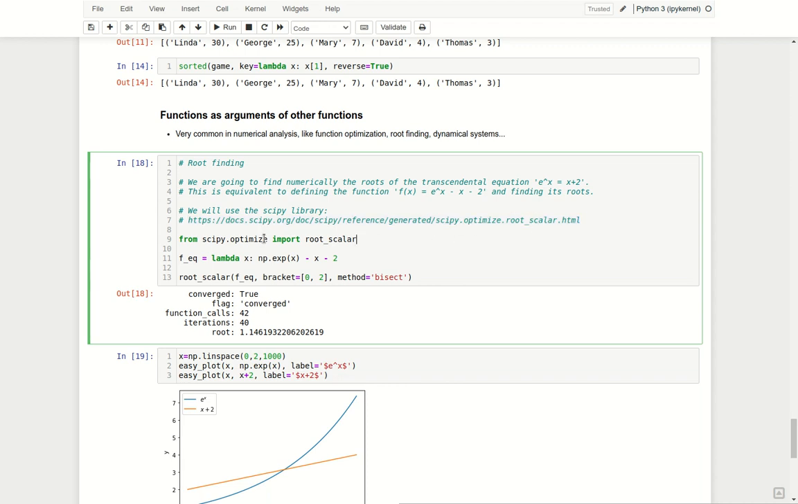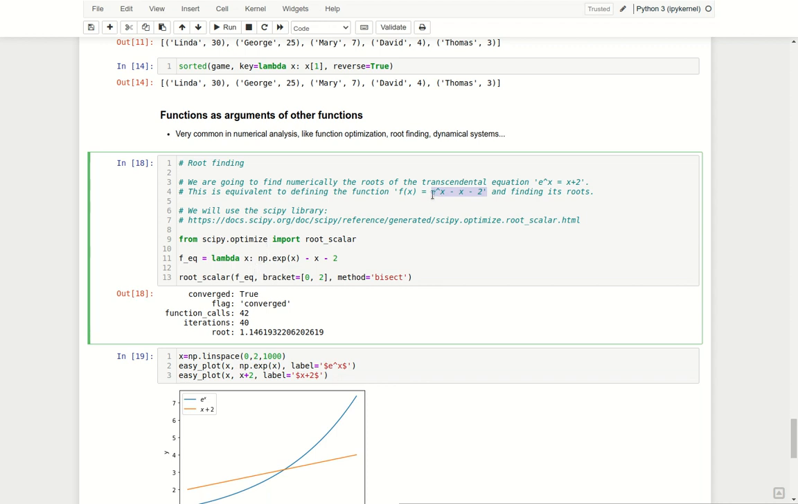Now we are going to import this function, which is inside the module optimize, which is in the SciPy library. So first of all, what I'm going to do is define a function here, a lambda function in this case, although it could be a simple function, with a standard function definition. And we are going to define this function here, e to the x minus x minus 2.